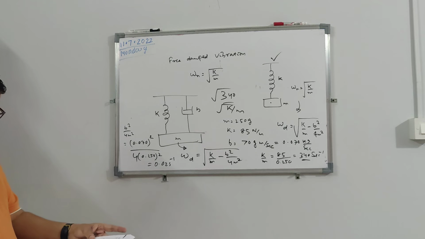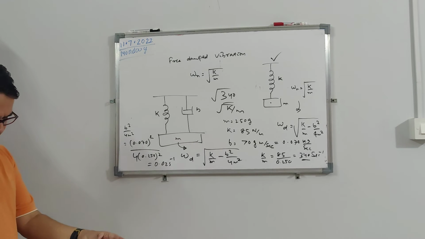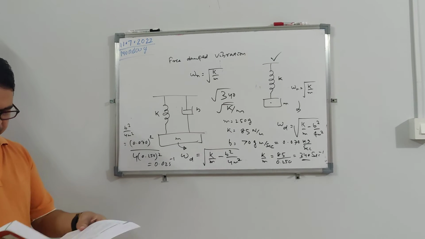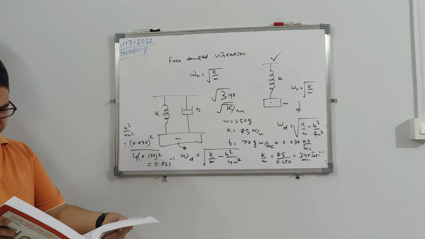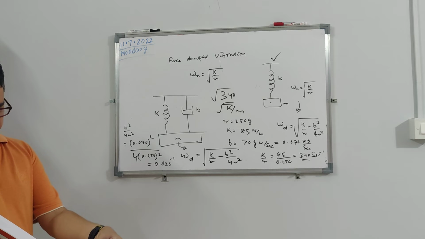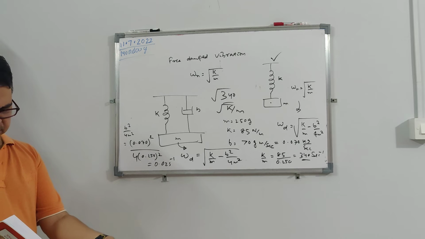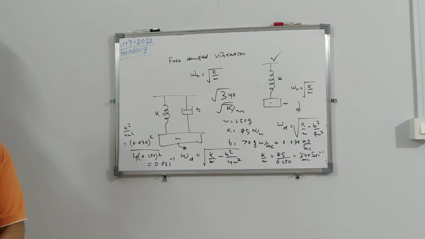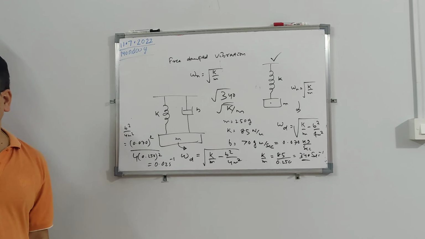Then for forced damped vibration, they have not gone into those details. Just one theoretical question is being asked. There is a phenomenon that occurs when the frequency of forced vibration on an object matches the natural frequency of the object, producing a dramatic increase in amplitude. It is called resonance. I'll just explain to you what resonance is.